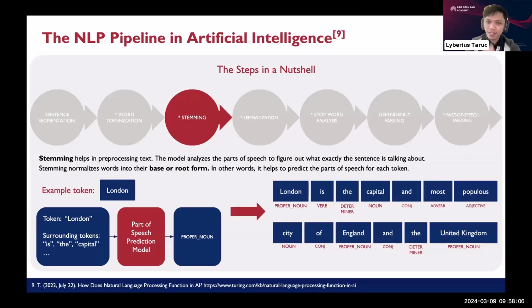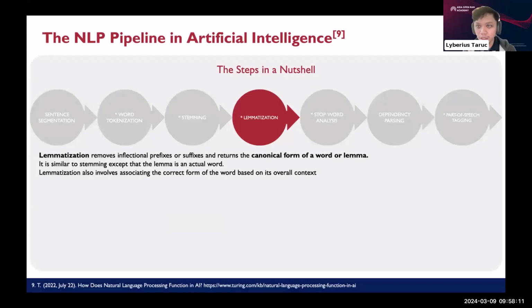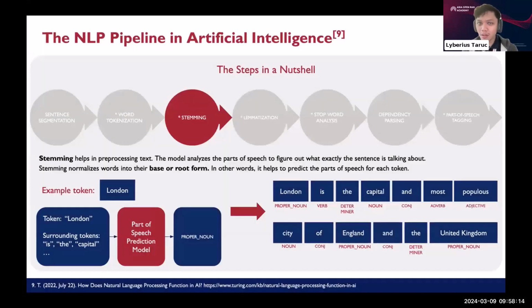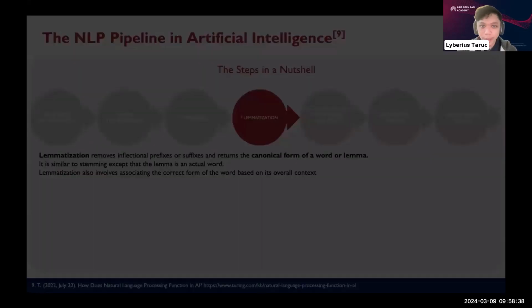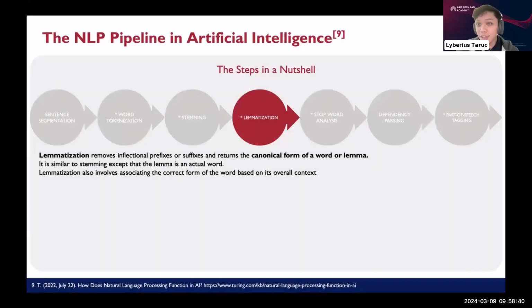Okay, so if stemming is more like taking the base or root form, then lemmatization... One thing to also consider here is that this also involves understanding the basic syntax of a given word. We know how London is spelled, right? In lemmatization, it removes inflectional prefixes or suffixes and returns the canonical form of a word. So if stemming is to the base or root form, lemmatization is the canonical form.